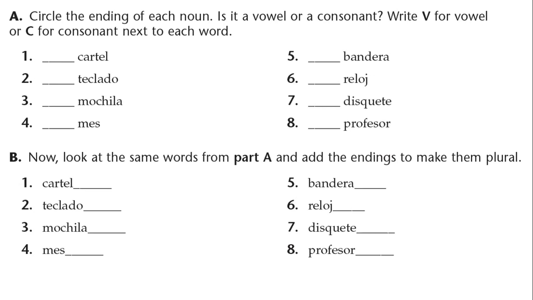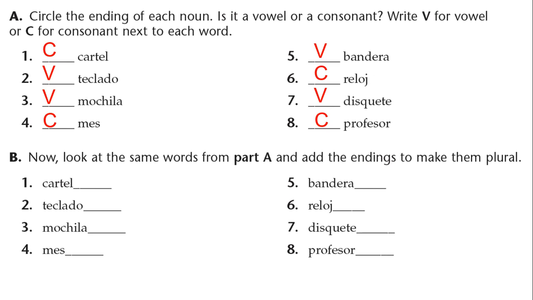So first we need to know if the noun ends in a vowel or a consonant. Remember that the vowels are A, E, I, O, and U. So if it ends in any of those, that's a vowel. Anything else is a consonant. So cartel is a consonant because it ends in L. Teclado ends in a vowel, the O. Mochila ends in a vowel. Mes ends in a consonant. Bandera ends in a vowel. Reloj ends in a consonant. Disquete ends in a vowel. And profesor ends in a consonant.